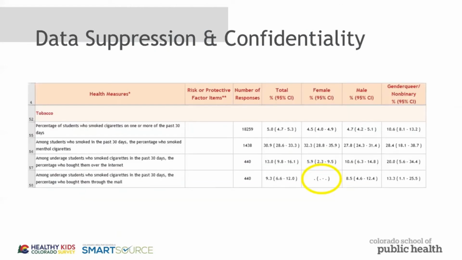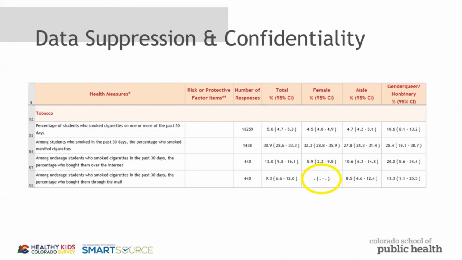One of the ways confidentiality is protected in the report is through suppression of data. Data is suppressed or not shown in the report when all of the students or none of the students select the same response to a question, or when a very small number of students choose a response. The exact criteria for suppression is explained in the Background tab.